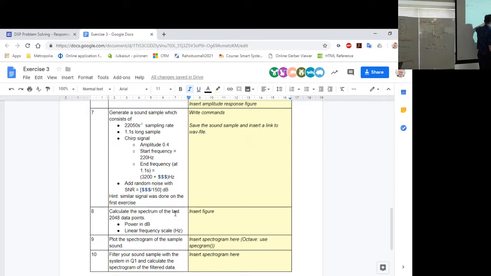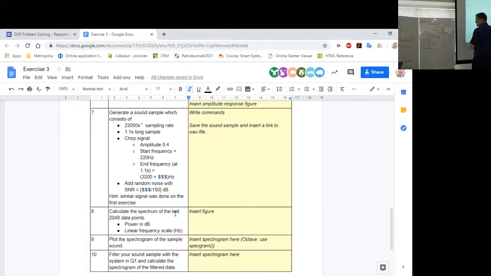Start frequency, end frequency, then some random noise in decibels again. So compared to your notes on the first exercise, how to translate this one into the noise variance. So that's basically just to generate it and save it. Then calculate the spectrum of the last data points.